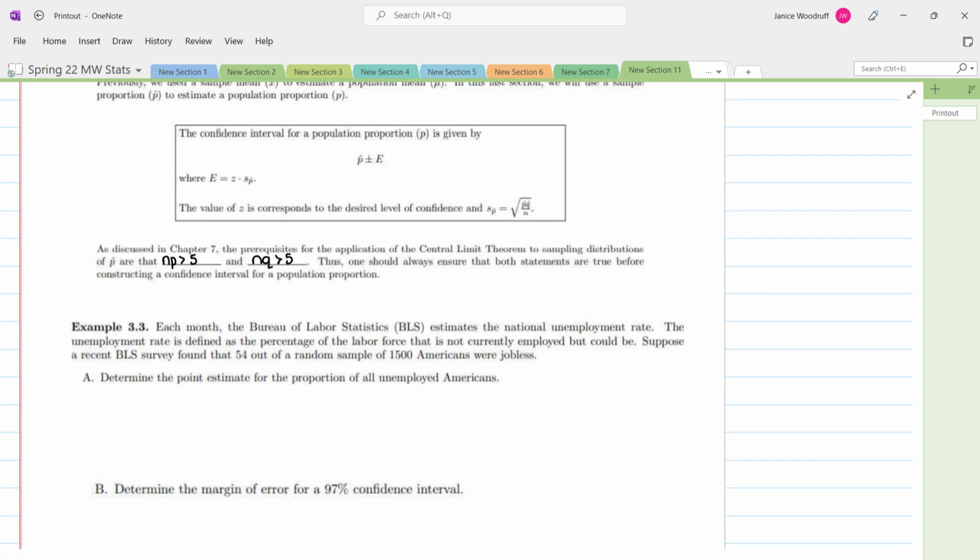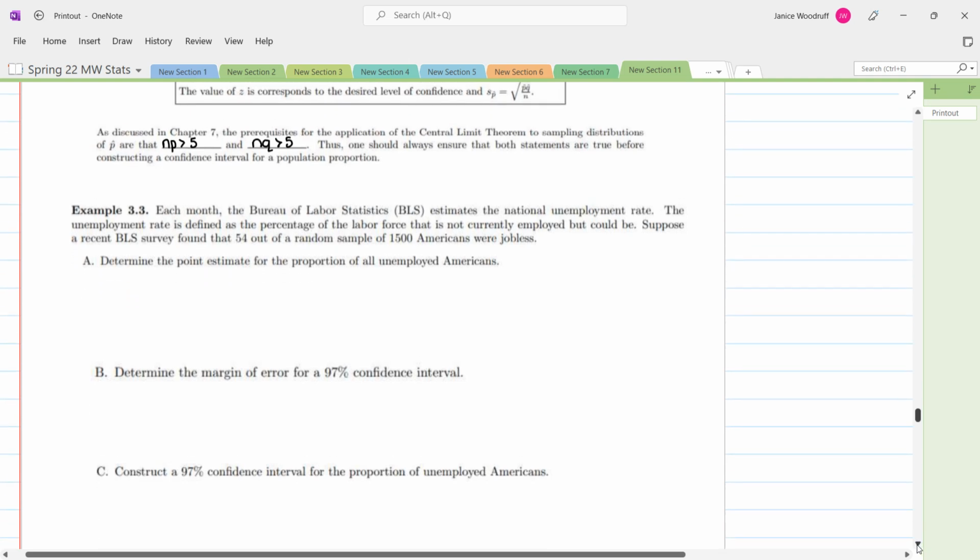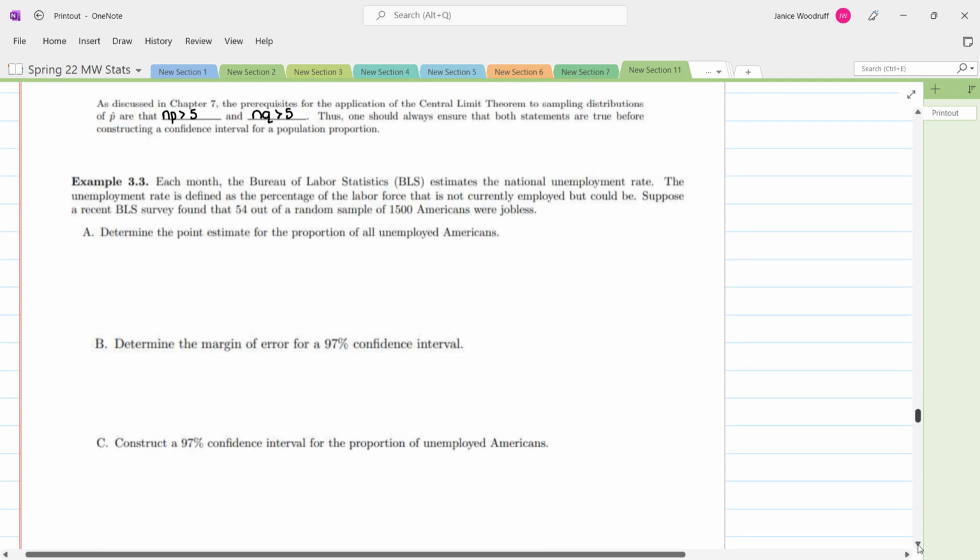Okay, so let's do an example. Each month, the Bureau of Labor Statistics estimates the national unemployment rate. The unemployment rate is defined as the percentage of the labor force that is not currently employed but could be. Suppose the recent statistics found that 54 out of a random sample of 1,500 Americans were jobless. Okay, we'll go through the whole thing. Determine the point estimate for the proportion.